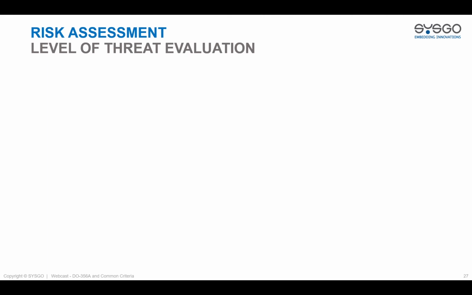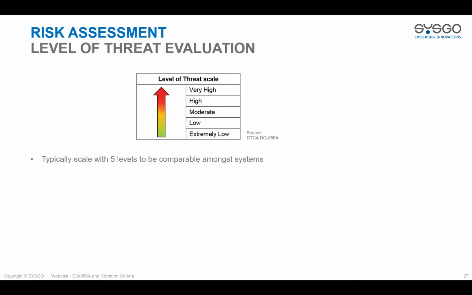Once you've done the threat scenario evaluation, we now come to the level of threat evaluation. So typically we have 5 levels in the scale. This is to be able to compare among systems. Here, it is very important to understand that in the threat evaluation in safety, you would talk about probability. In case of security, it is not the case, because if it's intentional, there is no probability that an attacker would attack the plane. He can do it at any time, and since it's intentional, you cannot deal with probabilities.